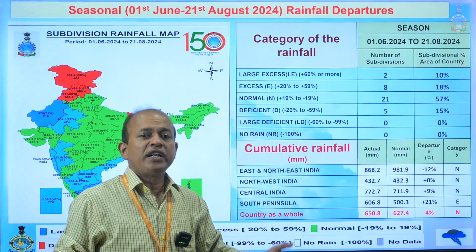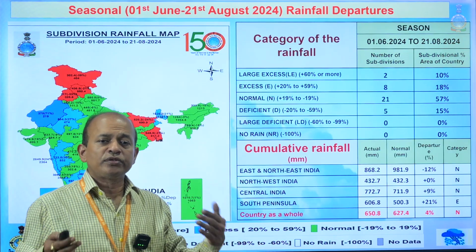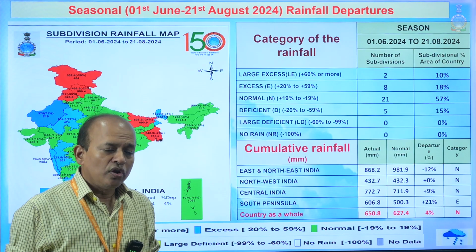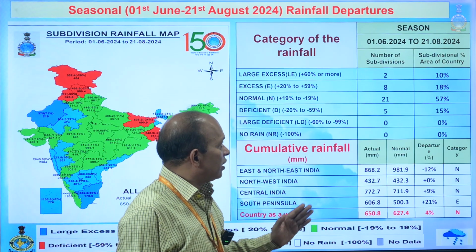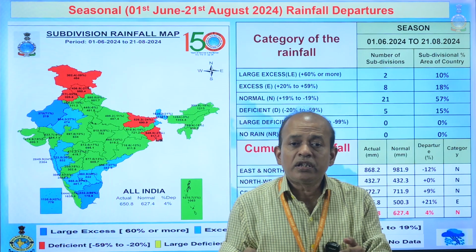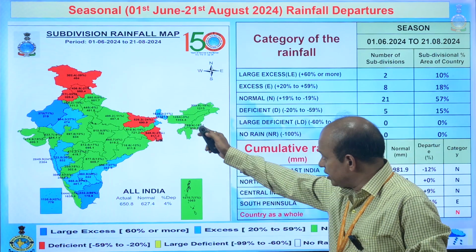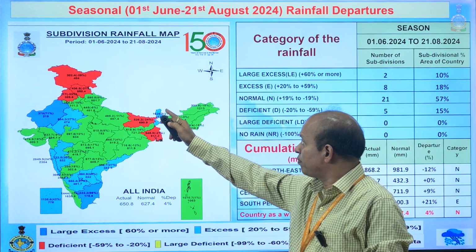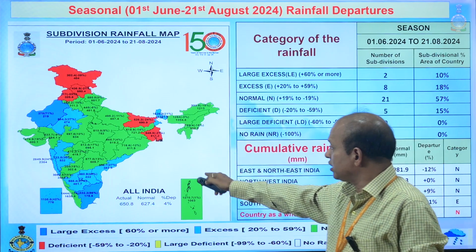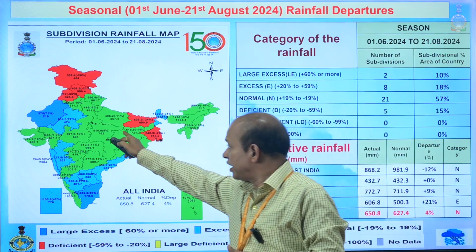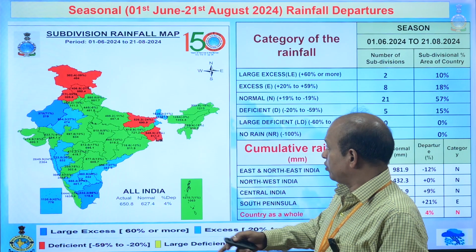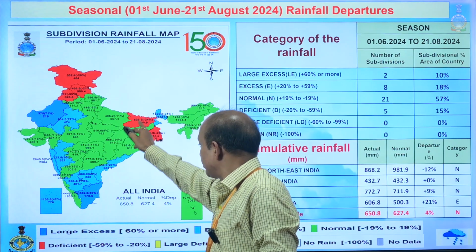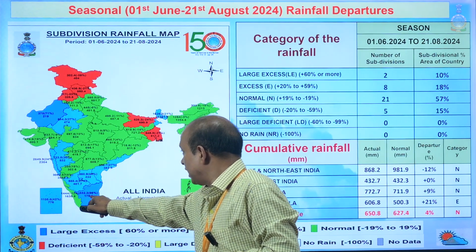And this is the cumulative rainfall. Cumulative means our monsoon season begins from 1st June. So at present, till today, 21st August, what is the distribution so far? If you see, this is the rainfall pattern subdivision wise from 1st June to 21 August. Most of the green is the normal classification, meaning -20 to +20. This is a deficient subdivision, here it is excess, and this is large excess.